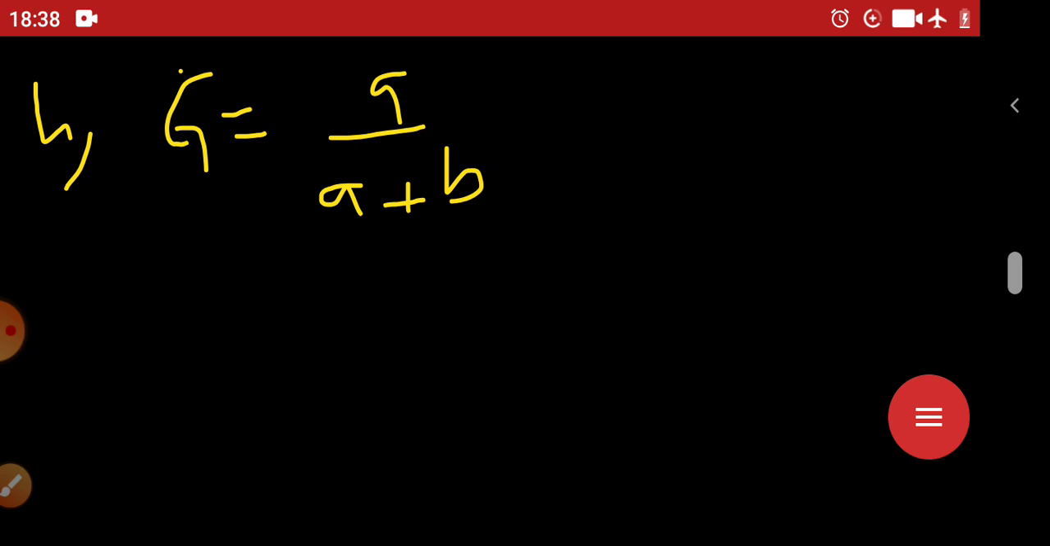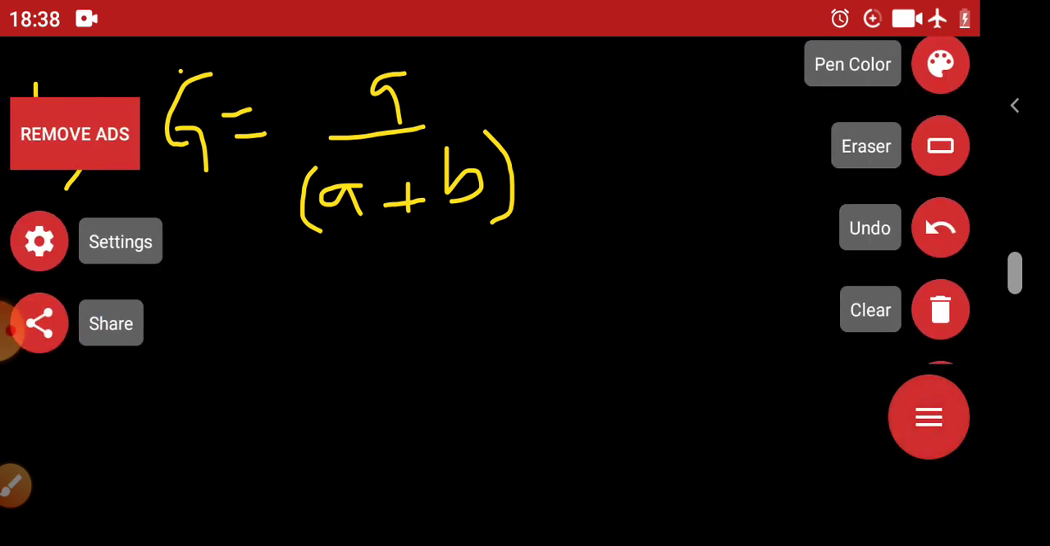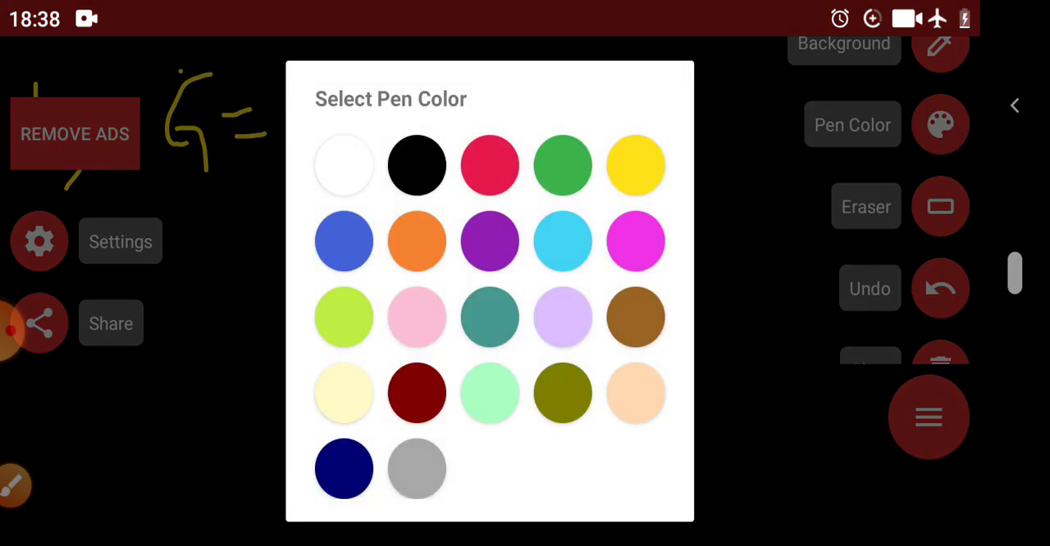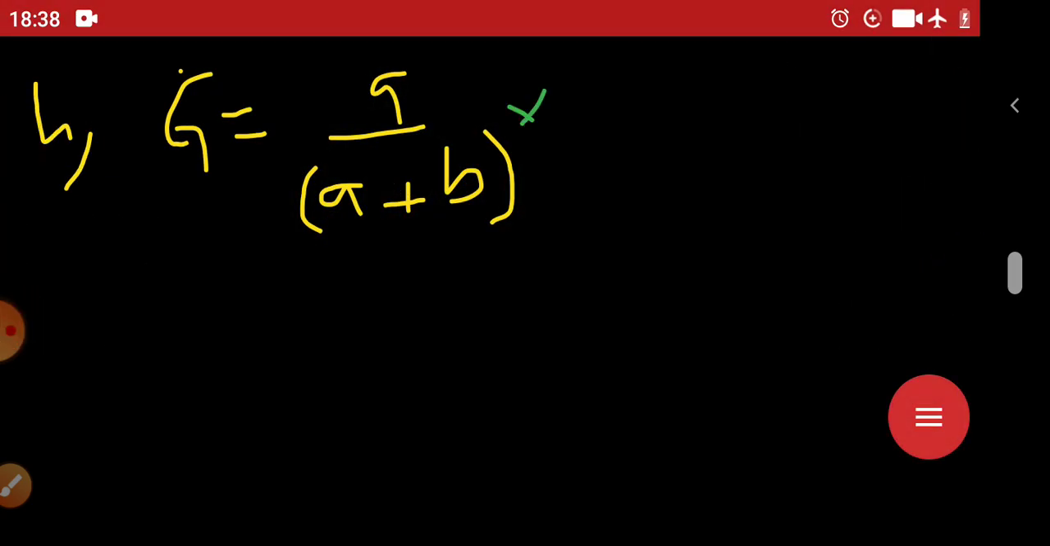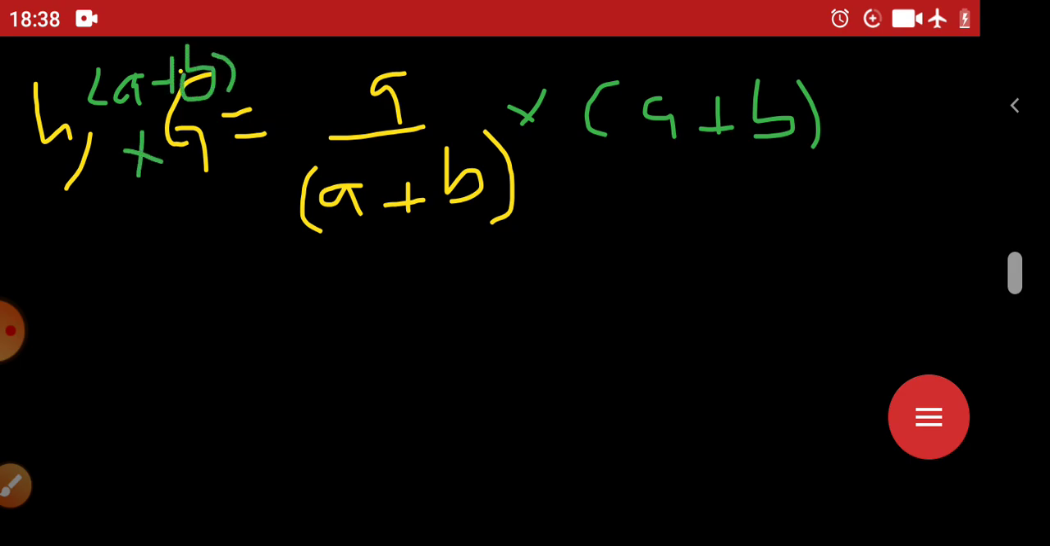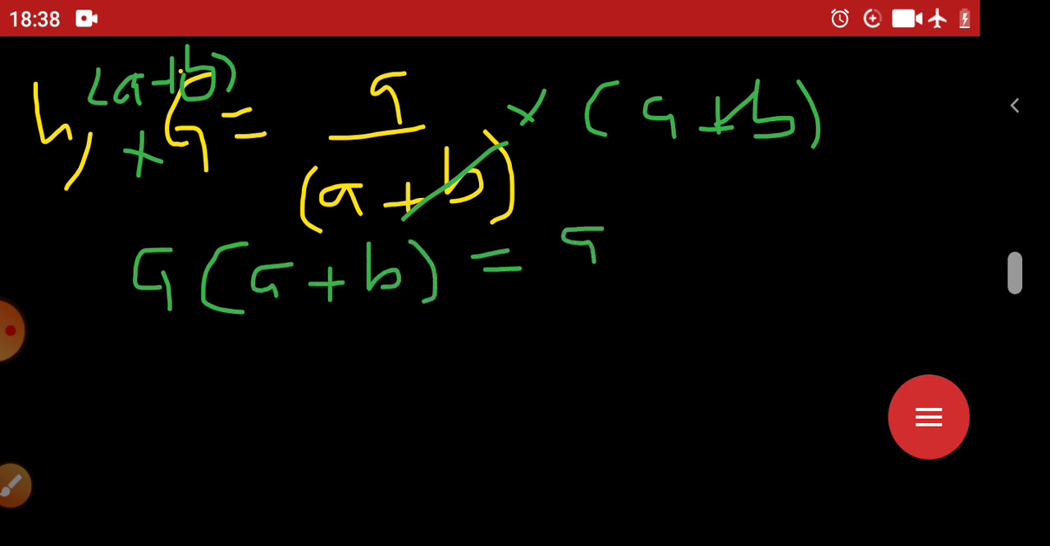So we want to make b the subject of the formula. But since b is in the denominator, we need to put it in the numerator. So in order to make it the subject, what we do is that we multiply both sides by a plus b. So this would be times here, and then this would cancel this. So from the right hand side we have g multiplying a plus b equal to a.